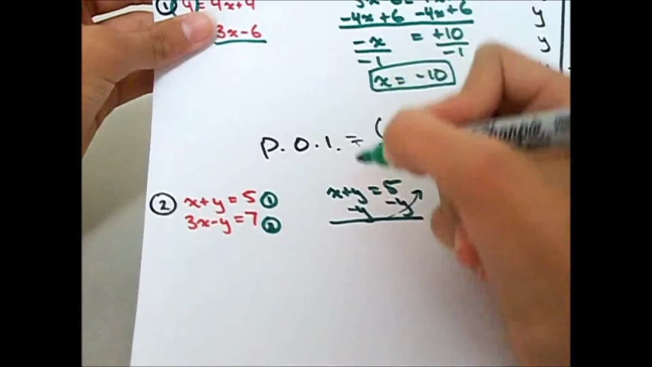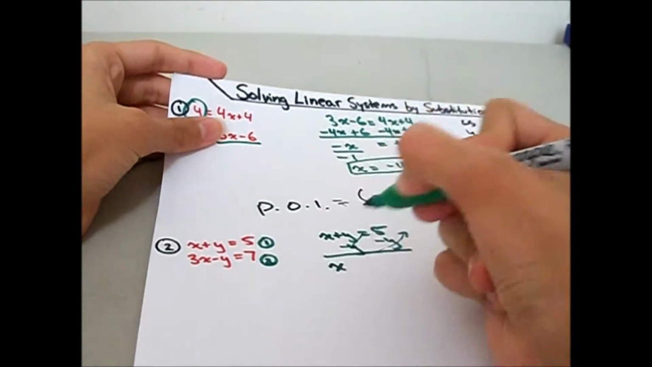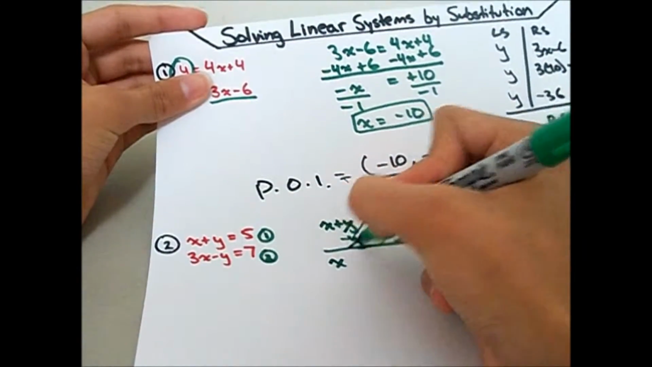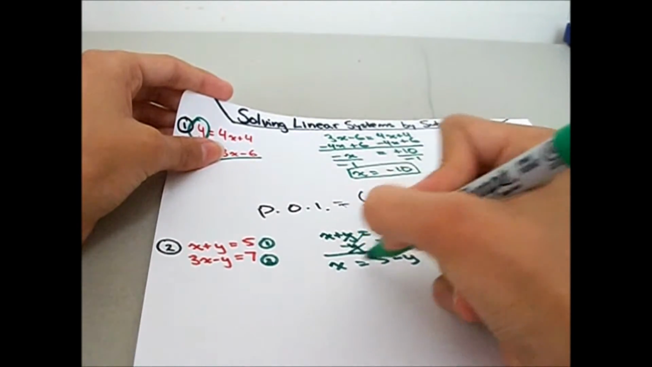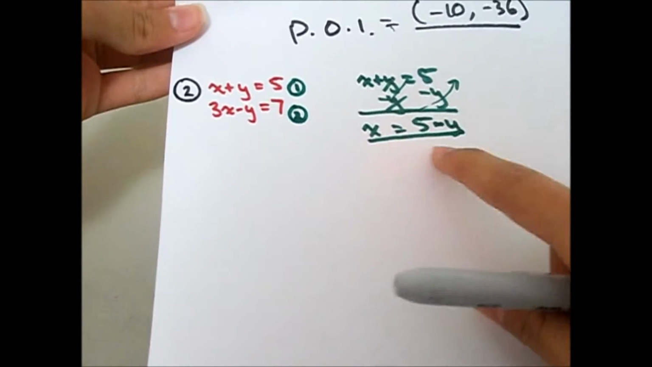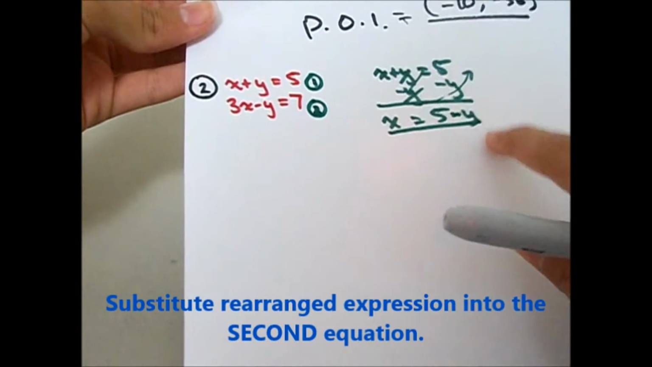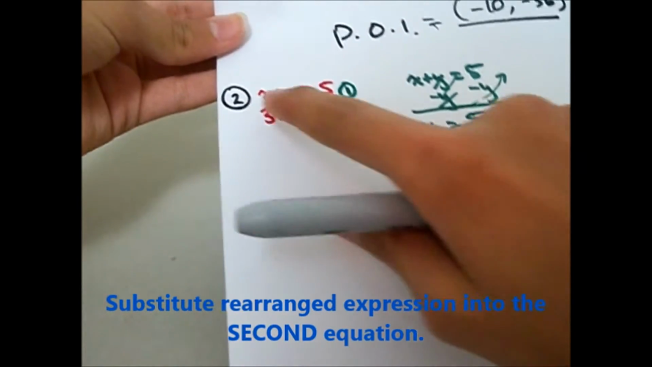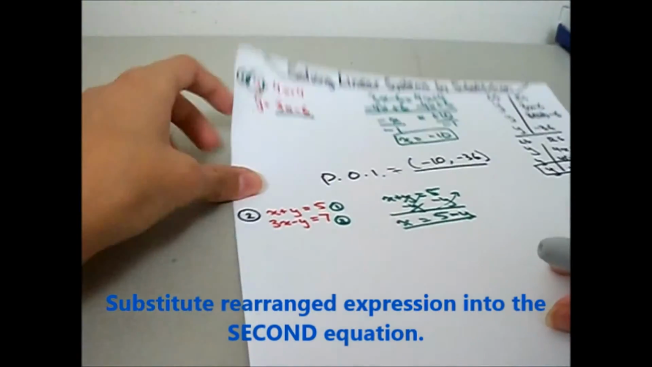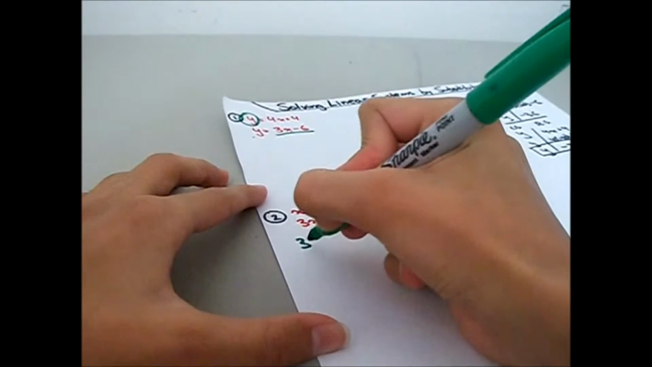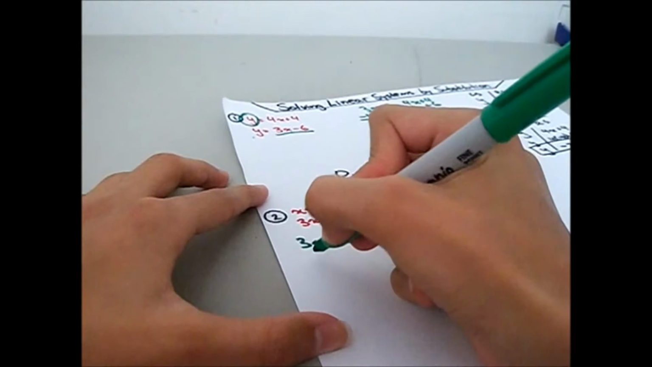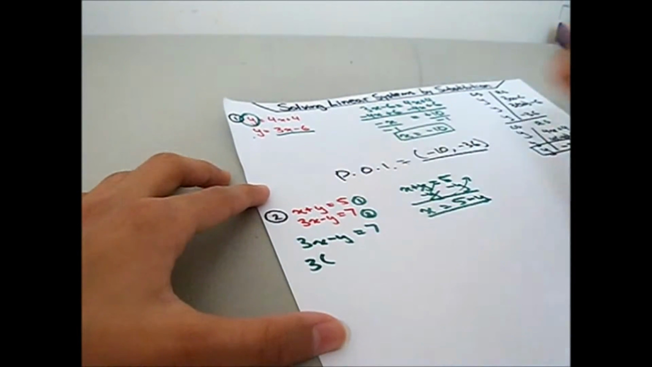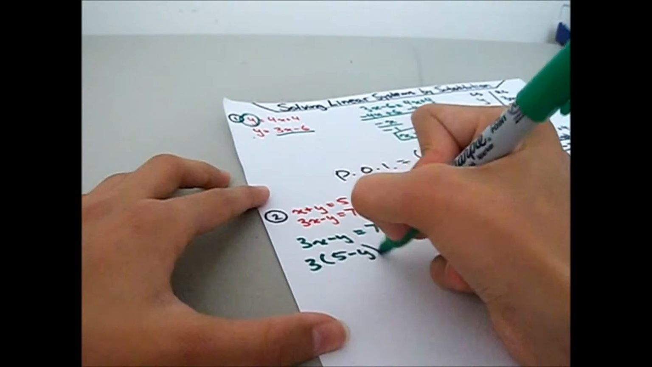And you are left with x, y and negative y cancel out, equals 5 minus y. So now we know that x equals 5 minus y. We can substitute this expression, 5 minus y, into here. So 3x minus y equals 7. Substitute x in, 3 times 5 minus y equals 7.